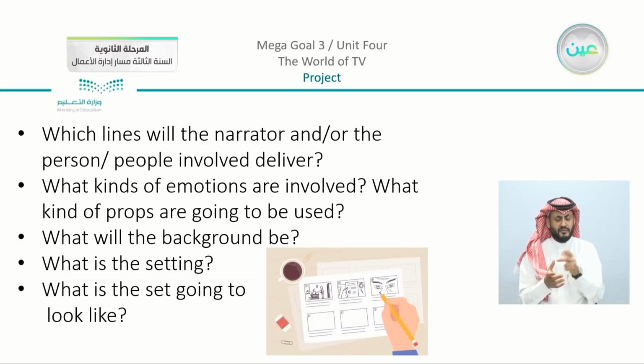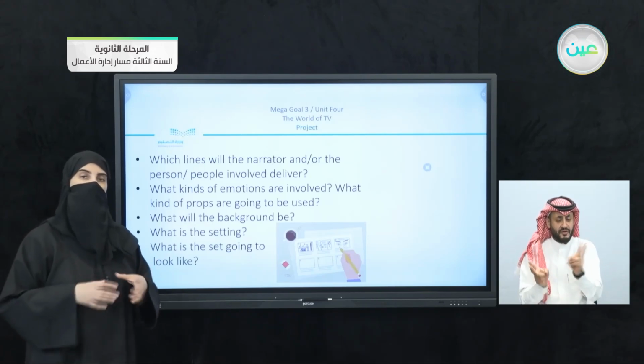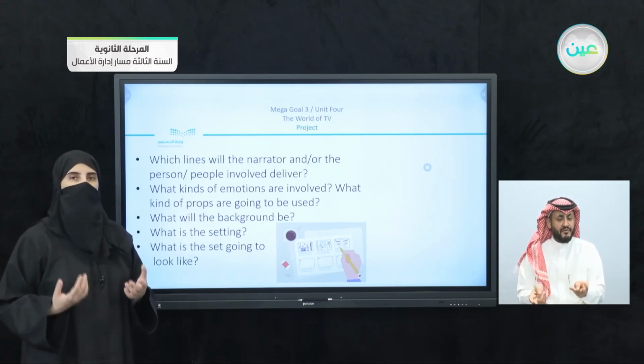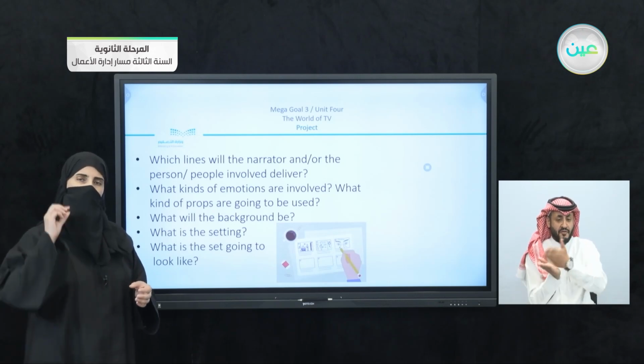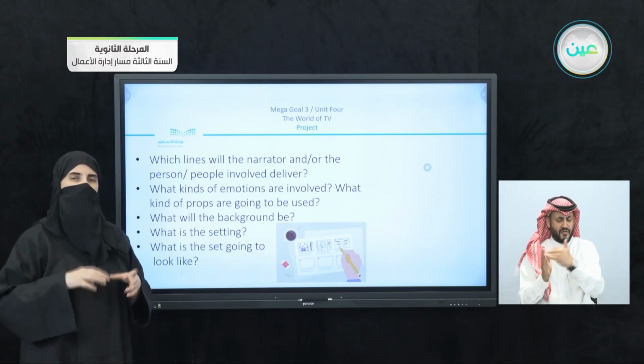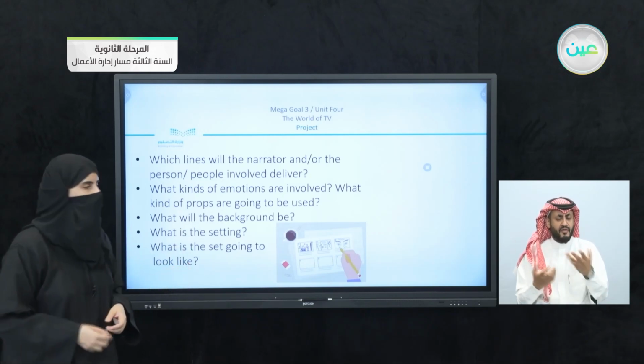What kinds of emotions are involved? What kind of props are going to be used? What will the background be and what is the setting? What is the set going to look like? Now, all of these questions you are going to discuss together as a team because you are going to produce. Now, we said that we are going to be producers. So these are important parts that any producer has to put in mind, and you are going to work on them together.